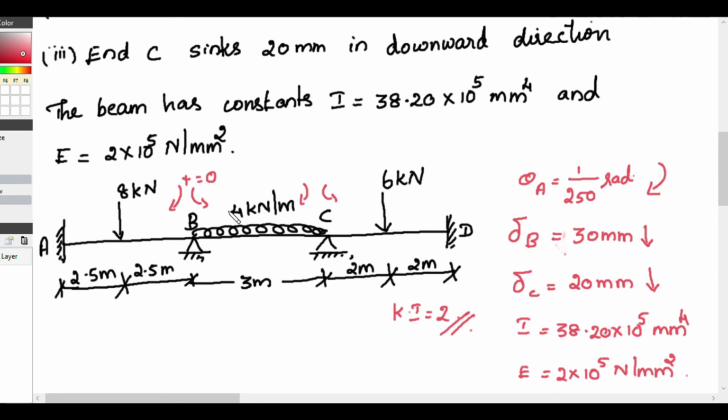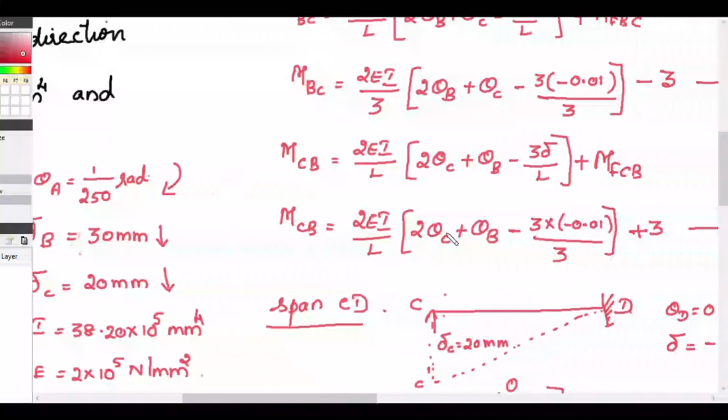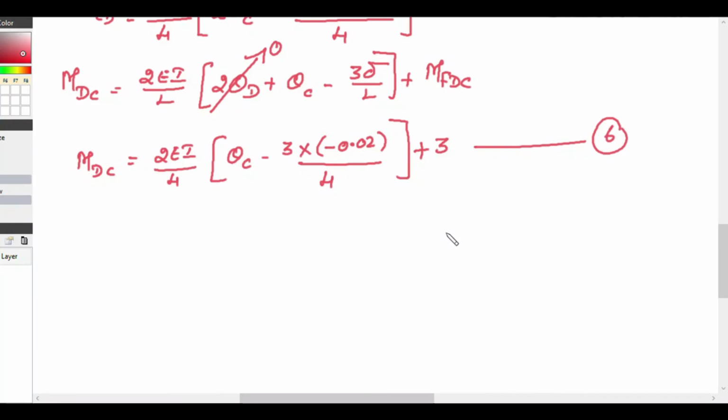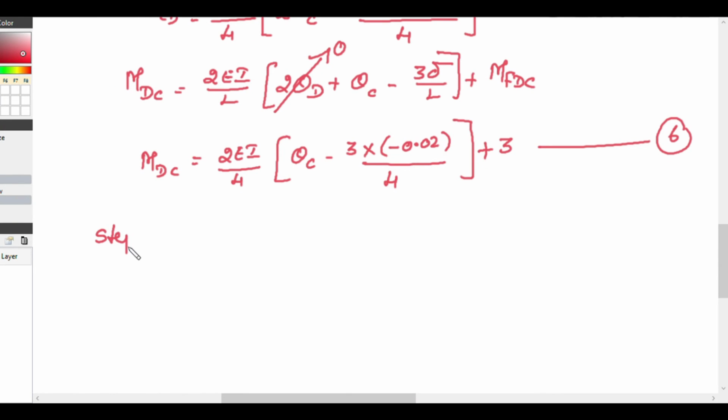So the joint equilibrium equations are: moment MBA and moment MBC equal to 0, and at C, MCB plus MCD equal to 0. So our step 3 is writing the joint equilibrium equations. Now we will write the joint equilibrium equations. That is our step 3.